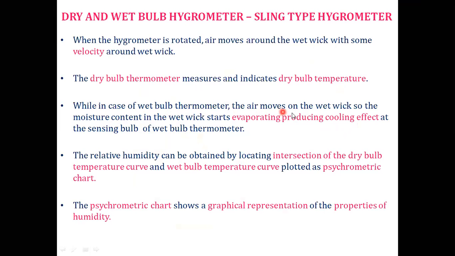In the wet bulb thermometer, the air moves on the wet wick, so the moisture content in the wet wick starts evaporating, producing a cooling effect here.